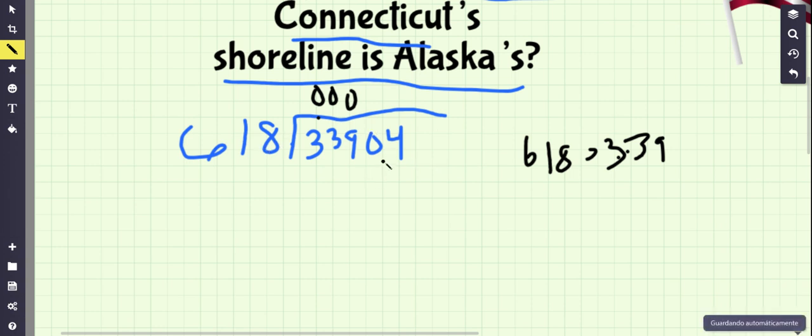So we have to move on to the thousands place. If the hundreds place is too small, sometimes I have to move on to the thousands place. How many times can 618 fit in 3,390? If you want to calculate this easily, multiply 618 by a number I think will work. Yeah, 5, because 618 times 5 is 3,090.